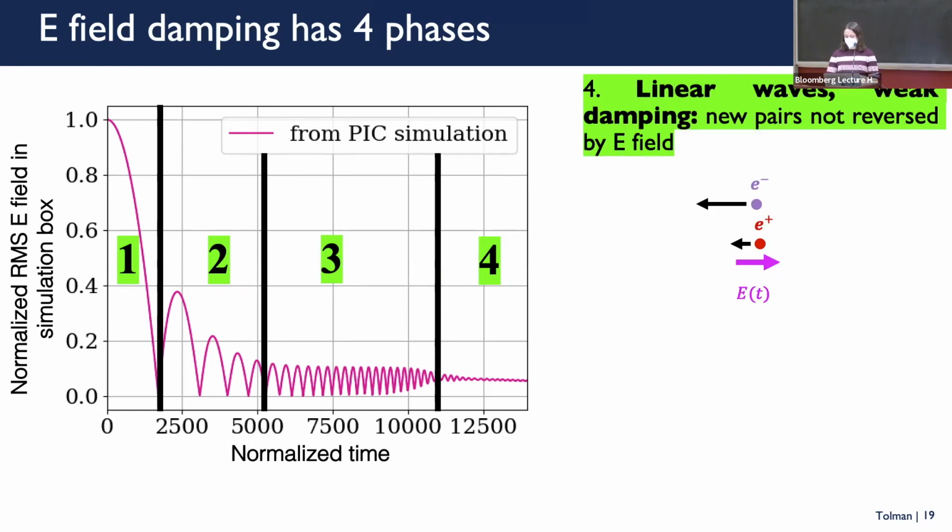Then after that, we'll have a phase with linear waves and weak damping. So the physics in this phase is that pairs newly added to the electric field are not fully reversed by the electric field, right? So they get their velocity changed a little bit, as you can see by the change in the arrow length, but not very much.